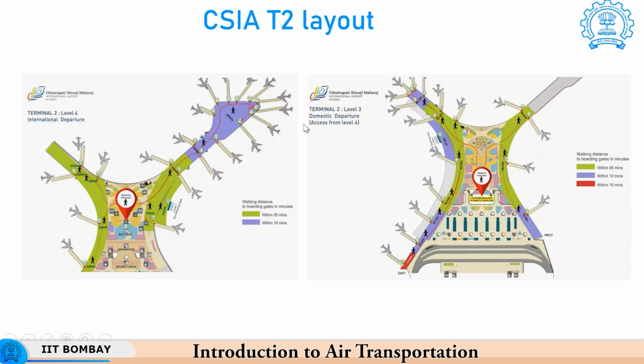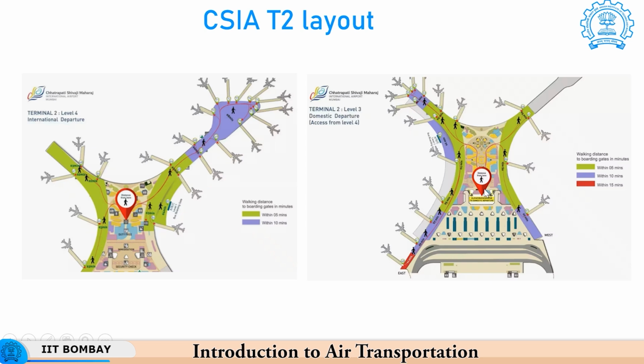This is the terminal 2 level 3, which is the domestic departure area. In the domestic departure area we can see that as you come in, this is the approach road to the airport at the bottom. There are different lanes for private cars, for taxis and for government vehicles. And then these blue lines here are the check-in counters A, B, C, D, E, F, etc.